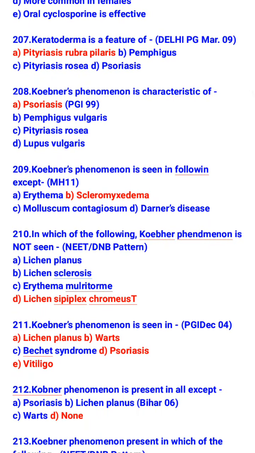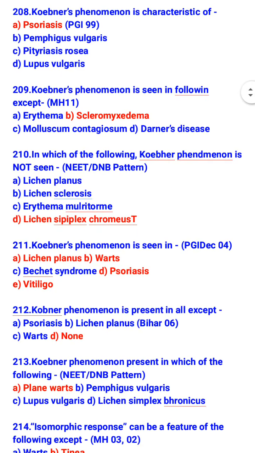Koebner phenomenon is seen in the following except scleromyxedema. So Koebner's phenomenon is seen in erythema, molluscum contagiosum and Darier's disease. It is not seen in scleromyxedema. In which of the following is Koebner phenomenon not seen? It is not seen in lichen simplex chronicus. It is seen in lichen planus, lichen sclerosus and erythema multiforme.